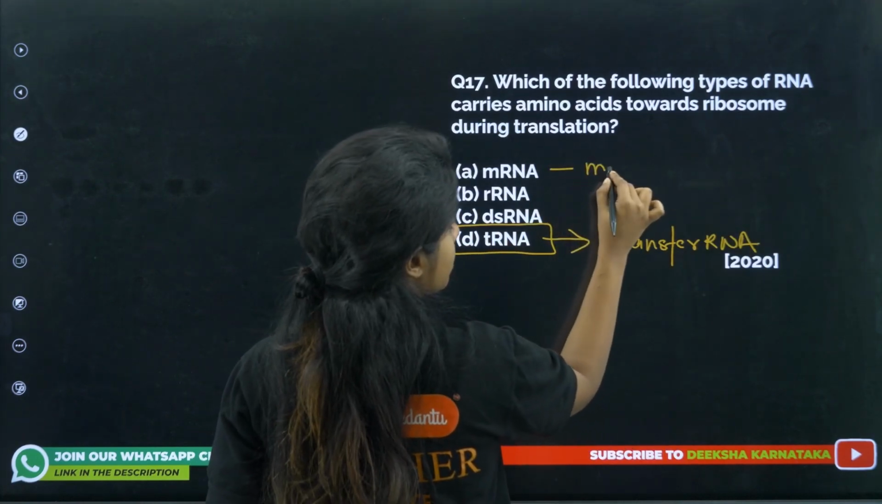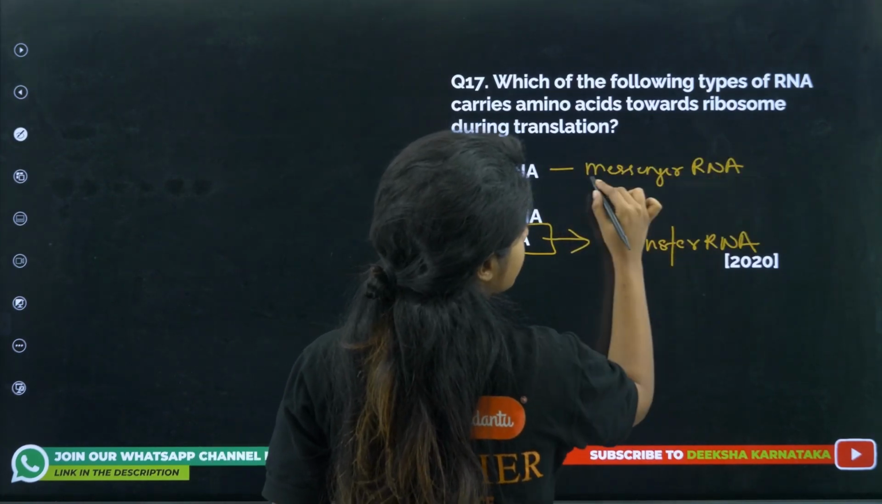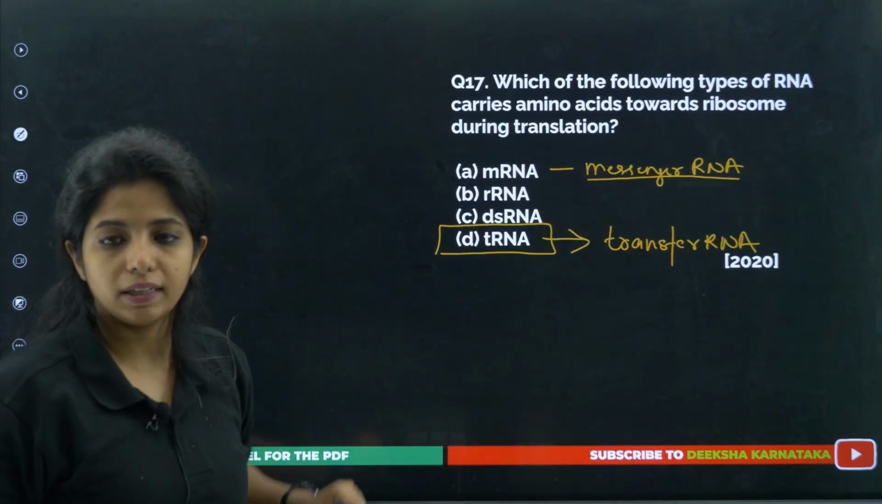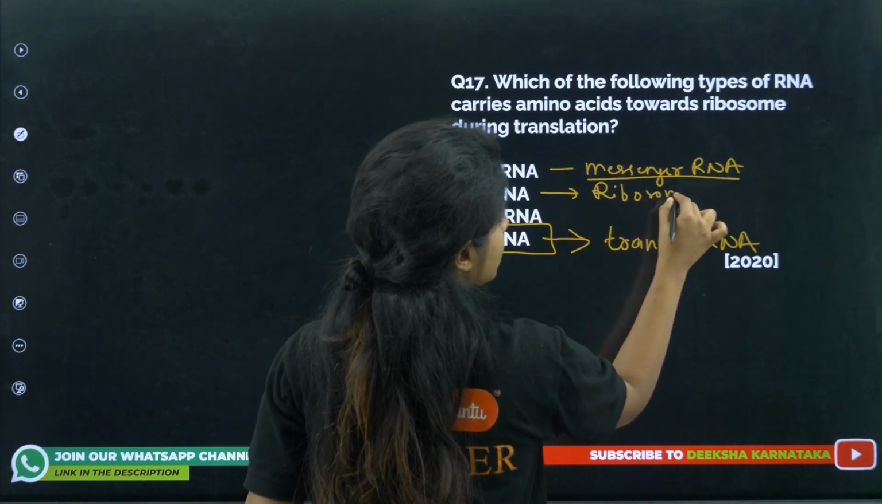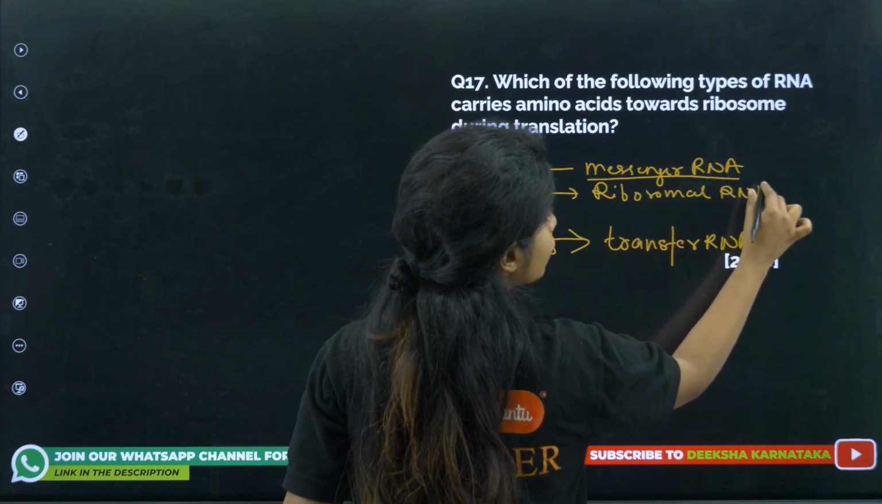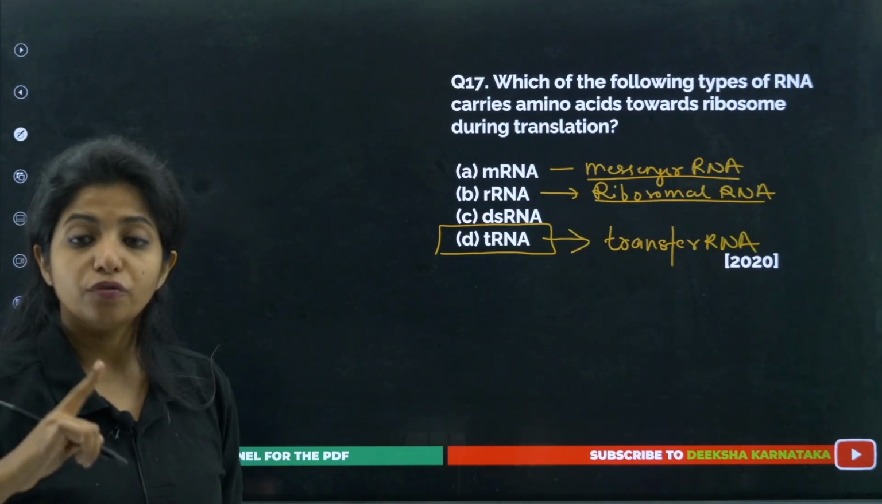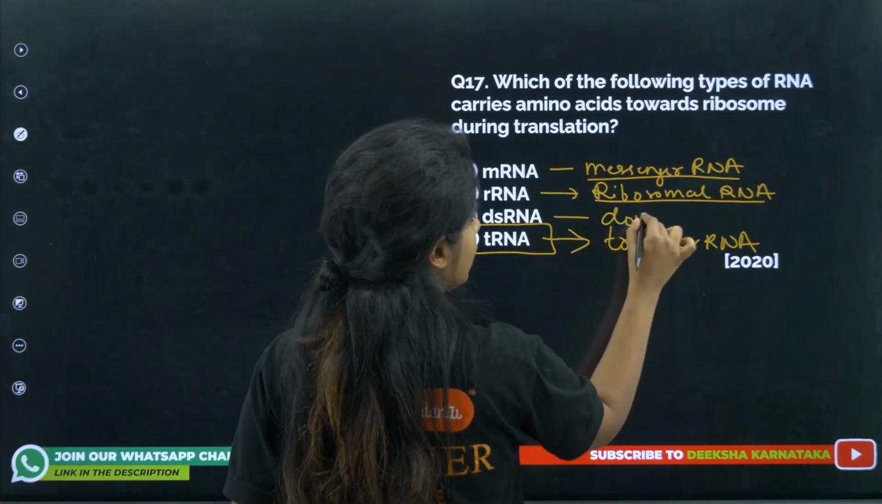mRNA stands for messenger RNA. Messenger RNA carries the message of what proteins have to be made. So these are the ones that are going to get translated. rRNA is ribosomal RNA. Ribosomal RNA helps in the formation of the organelle which is ribosome. Ribosome is very much important. So to form it you need rRNA. dsRNA means double-stranded RNA.